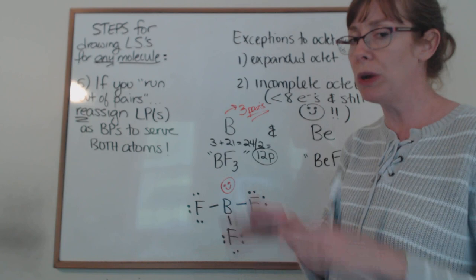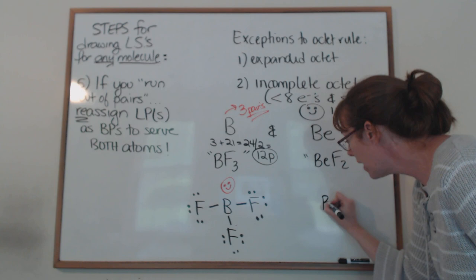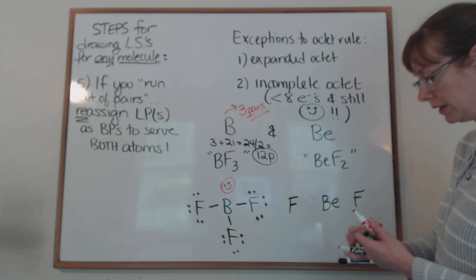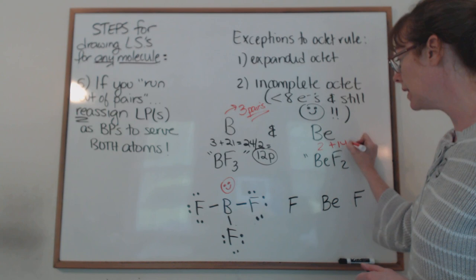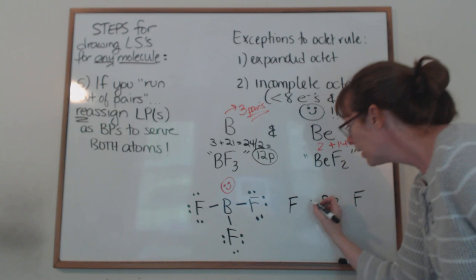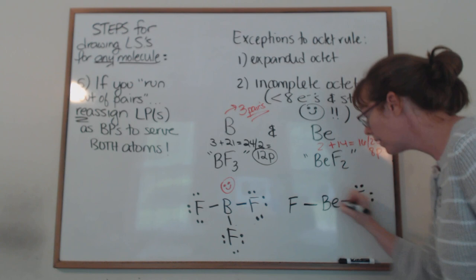BeF2, real quick, and then we're done. Just making a quick Lewis structure. So beryllium has two valence electrons. F2 would be 14 because they each have seven. That's 16 divided by 2, 8 pairs. Connect together. 1, 2, 3, 4, 5, 6, 7, 8.